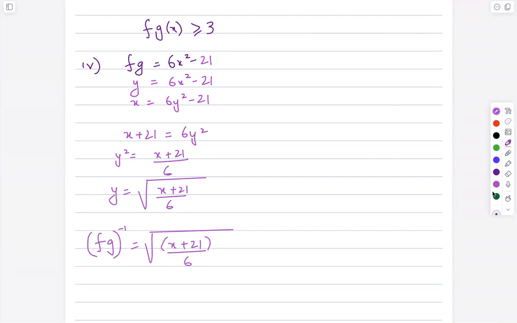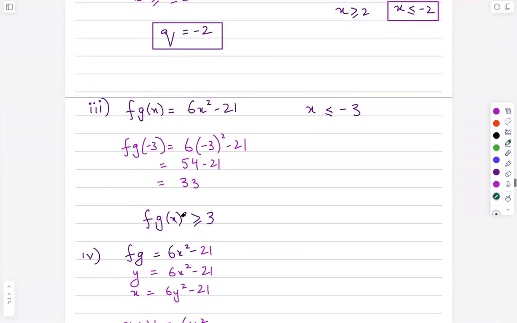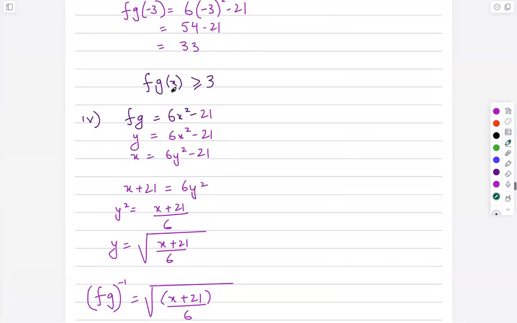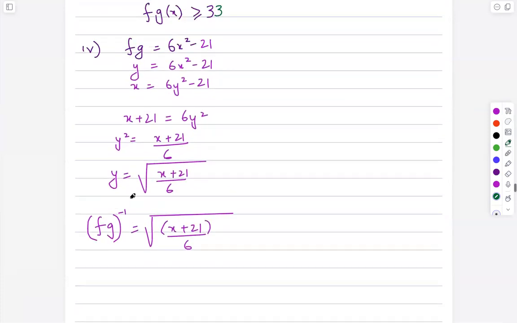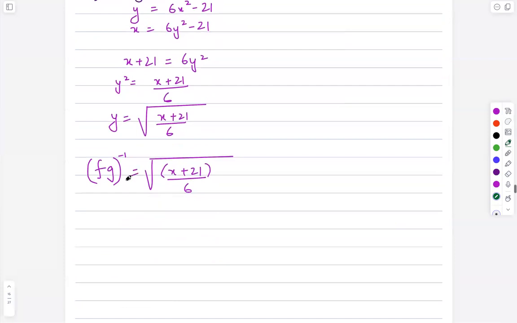Now it is also asking us in the question to state the domain of fg inverse. The domain of fg inverse will basically be the range of the fg function. Now the fg function was greater than or equal to 33, which means if the range for fg is greater than or equal to 33, the domain for the fg inverse function will be x greater than or equal to 33.